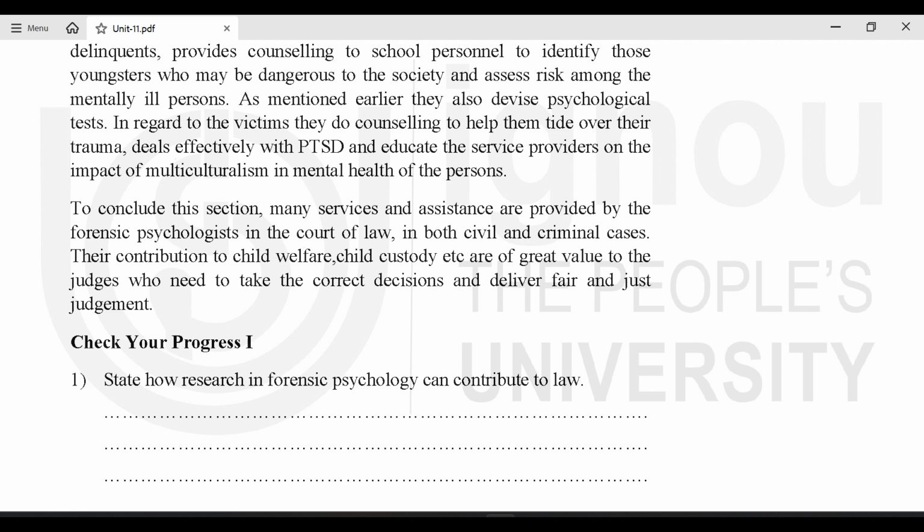In regard to the victims, they do counseling to help them tide over their trauma, deal effectively with PTSD, and educate the service providers on the impact of multiculturalism on the mental health of persons. To conclude this section, many services and assistance are provided by the forensic psychologists in the court of law, in both civil and criminal cases. Their contribution to child welfare, child custody, etc. are of great value to the judges who need to take the correct decisions and deliver fair and just judgment.